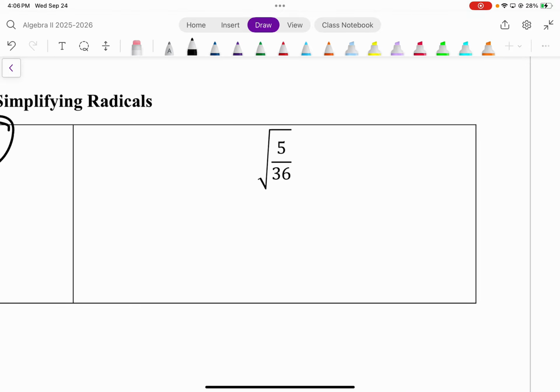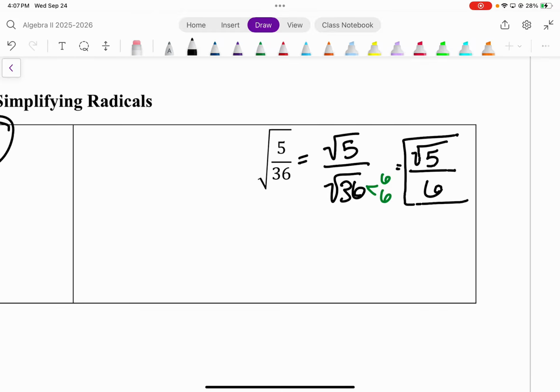Then our next one, if you get a fraction underneath the square root sign, you are going to simplify it by finding the square root of the top and then the square root of the bottom. We don't want to leave any square roots on the bottom, so you can rationalize it by multiplying both the top and the bottom by that square root, or you can just simplify if possible. So this one, the square root of 36, would end up being 6. And that gives us our most simplified answer as the square root of 5 over 6.